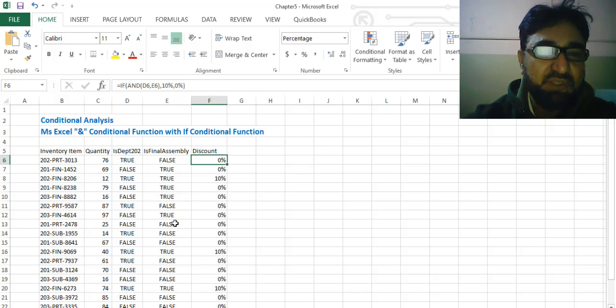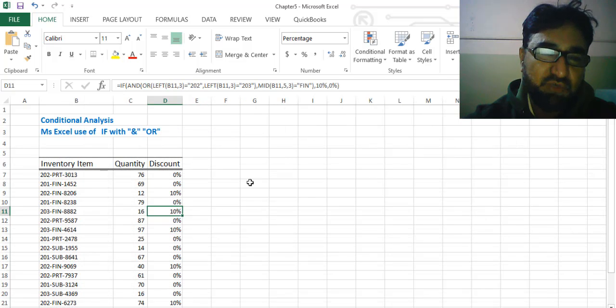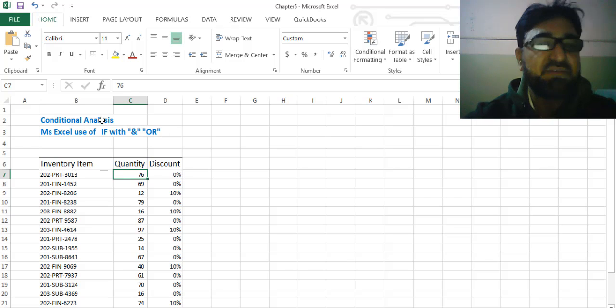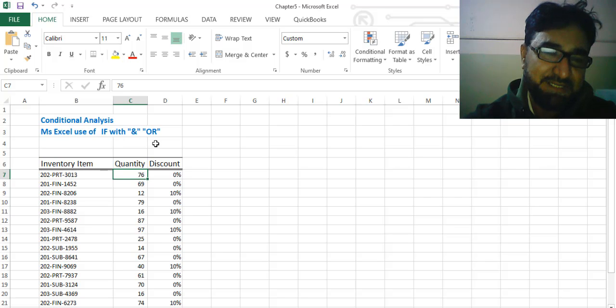Now let's move to a little bit more complex situation. Here we are going again with the same formula for the same work, but we are going to analyze with this ampersand, with this if. We are going to make the addition of OR. Let's see what this OR is doing in this conditional analysis. We are focusing here on conditional analysis.